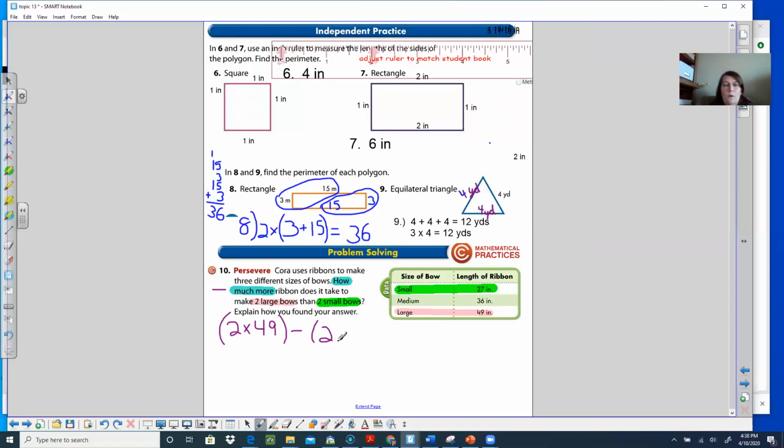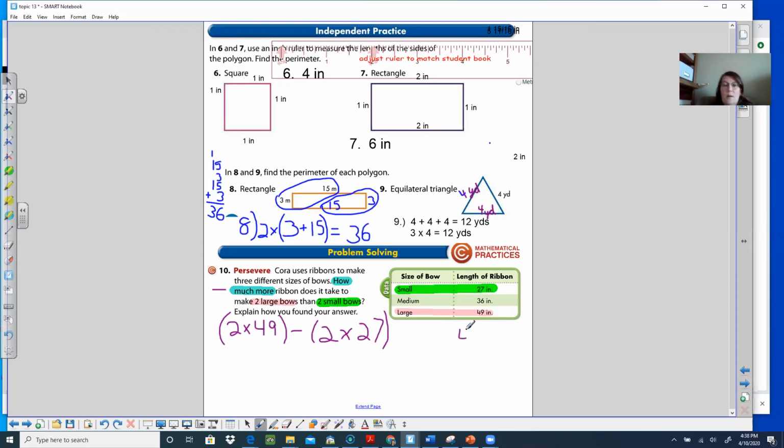2, and each of those, come on, work for me. Yay, there it goes. Each of the small bows is 27. And if you're like, I can't multiply that yet, it's okay. We can use repeated addition off to the side to figure those guys out.